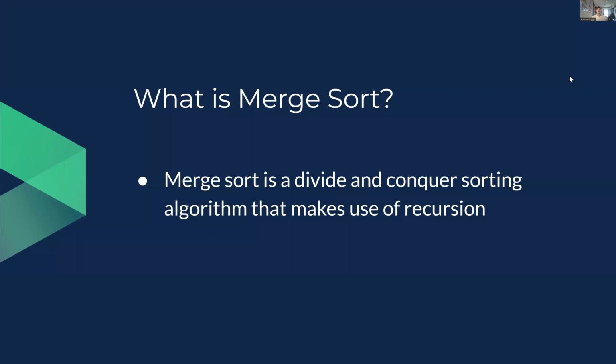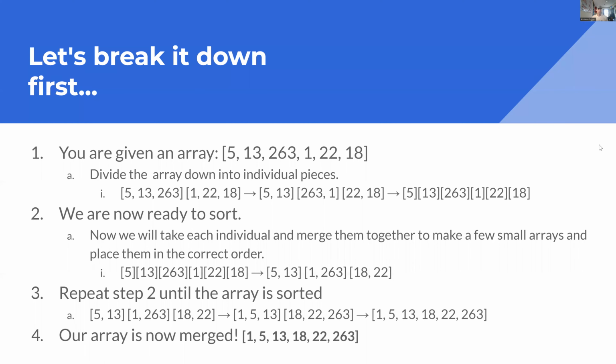So what is merge sort? Merge sort is a divide and conquer sorting algorithm that makes use of recursion. Divide and conquer, as you'll see later in the example, means to take the unsorted array or data and break it down into smaller pieces, and then sort it as you build it back up. And the algorithm does make use of recursion.